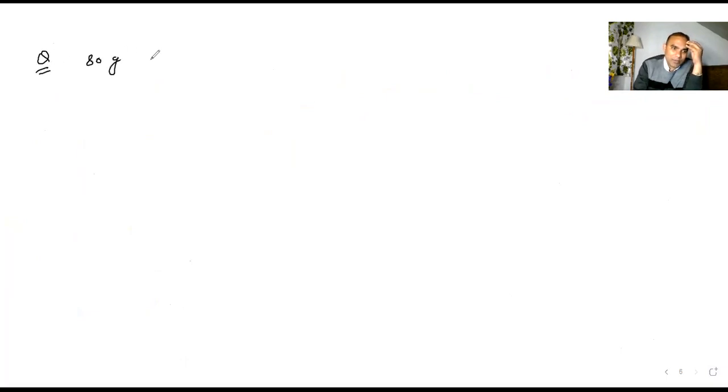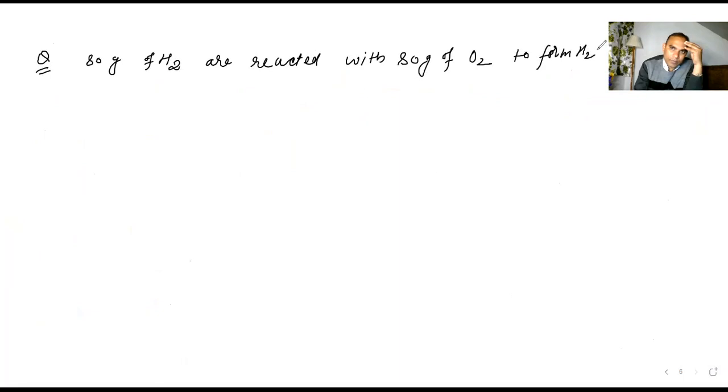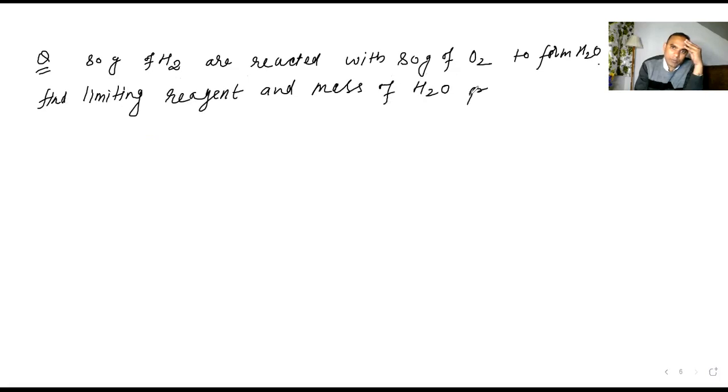See this one. 80 gram of H2 are reacted with 80 gram of O2 to form H2O. Find the limiting reagent and the mass of H2O produced. Okay, so this is there.